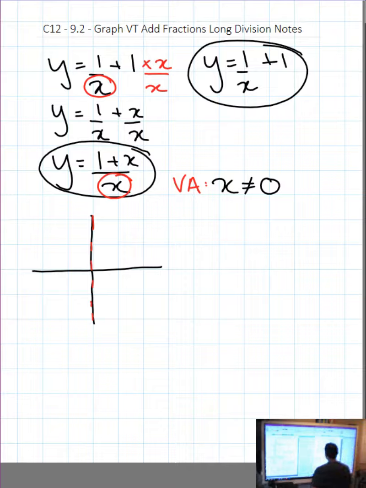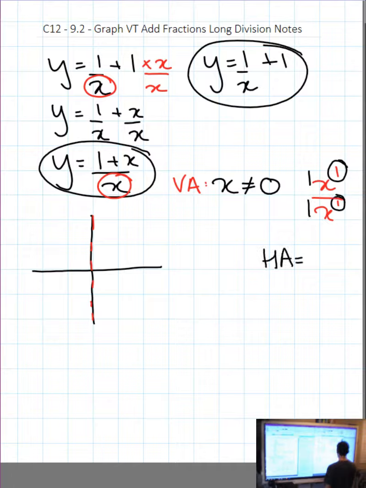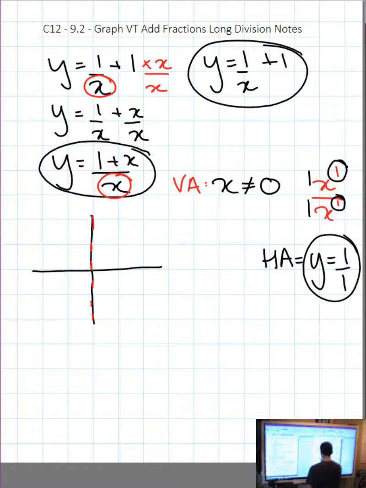Then I don't have a number off to the right, but I do know that I am x to the 1 over x to the 1. And from horizontal asymptotes in 9.1, we have the same exponent of x on the top and the bottom. Therefore, we're going to take the coefficients, and the horizontal asymptote is y equals the coefficients, or y equals 1. So I can put the horizontal asymptote in there.